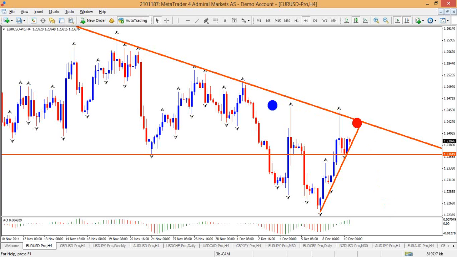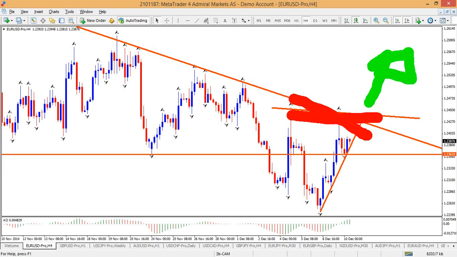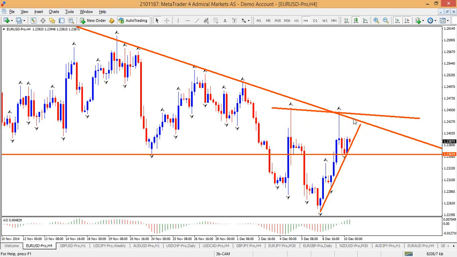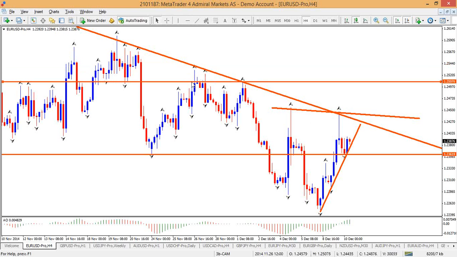The other option, of course, would be if price manages to break through these resistance levels. Then there could be a breakout up. But I'm not going to take that one until last week's high, which is up here somewhere, is broken. So I would not take the breakout to the upside.